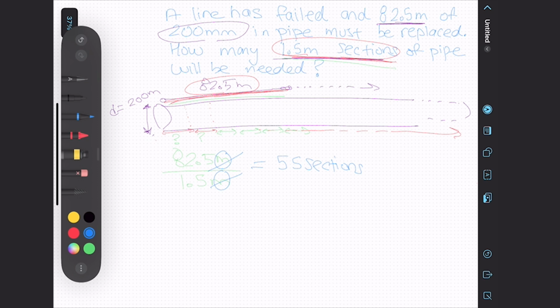Now, again, drawing this out really helps me understand a few things. One, what it's looking for, but two, it's also showing us that the problem did give us some information that wasn't needed, like this diameter. We really didn't need to know how big the pipe is to calculate this. It could have been a much smaller pipe. It could have been, let's say, 100 millimeter pipe, but it doesn't matter. We didn't need that to figure out the number of sections that we needed to replace. So my answer is just that, 55 sections.